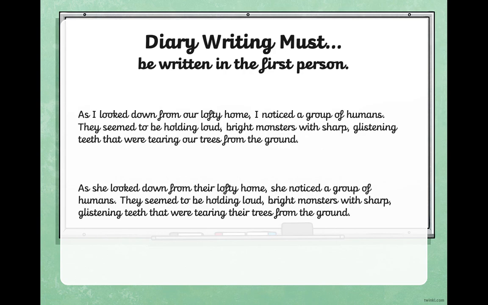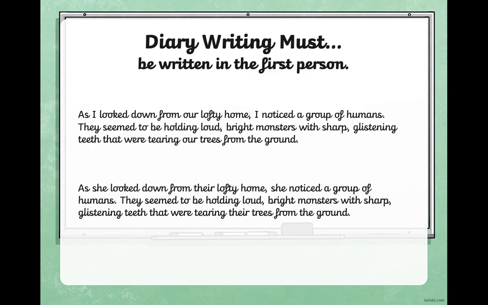As I looked down from our lofty home, I noticed a group of humans. They seemed to be holding loud, bright monsters with sharp, glistening teeth that were tearing our trees from the ground. So that's our first option. Is that written in the first person? Has that got those pronouns we were talking about?